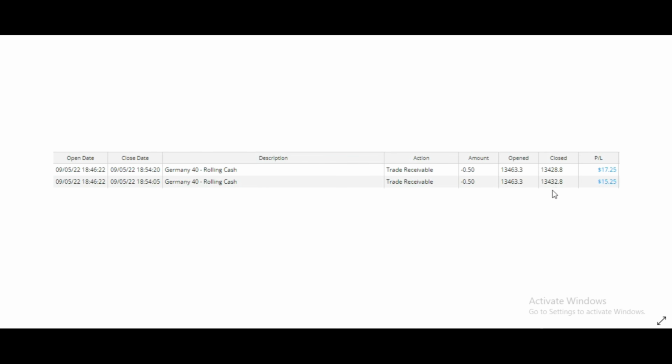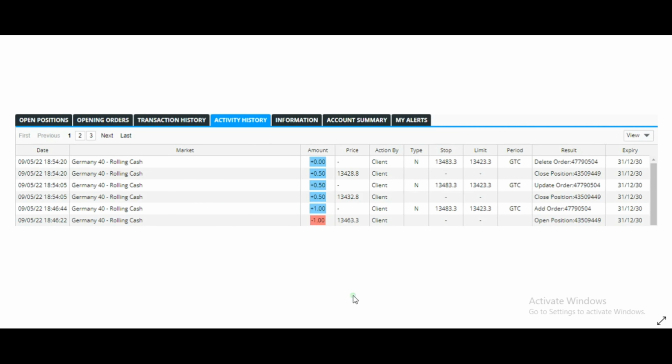So my entry was at 13,463.3 and I closed this trade in two parts of half quantity each at around 13,428.8 and 13,432.8, that is, you can say, around 13,430 levels. So this was the total profit and loss, $32.5, which I made in this trade. This was just the activity history of the short trade that I took. This amount column is just the quantity and nothing else.